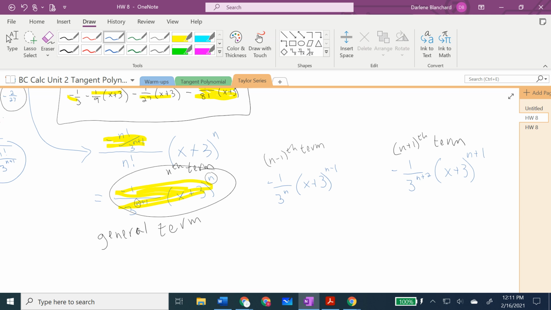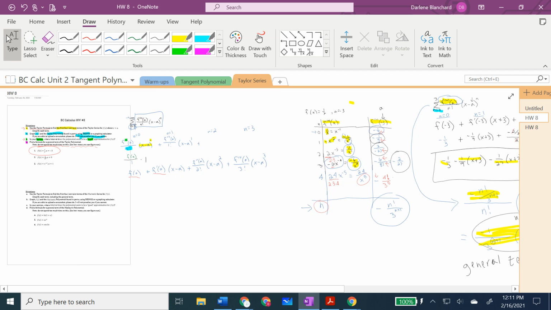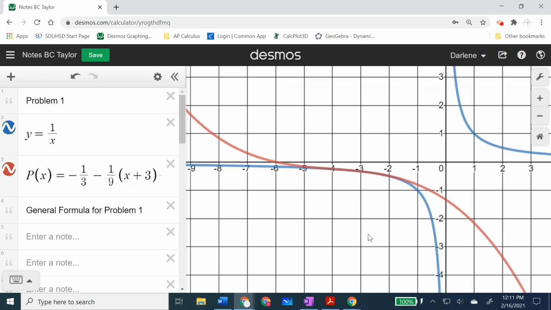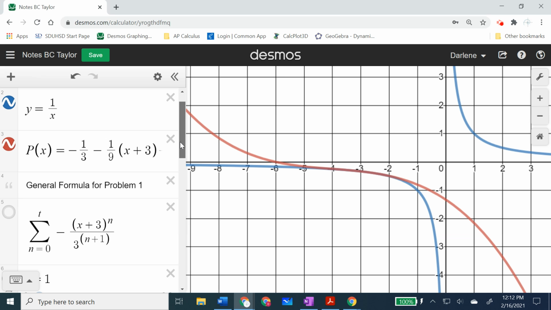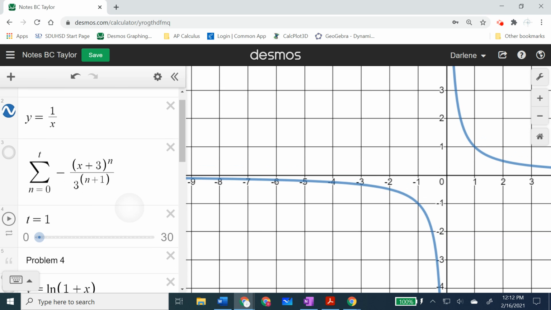Now, that is all you're expected to do for the homework problem for number 1. See if you can come up with the formula. Part D, done. But now I want us to go back to this Desmos, and I have prepared for you a general formula. Let me move that up. Okay. I'm going to take away the polynomial. And let's see. Okay, there's enough.